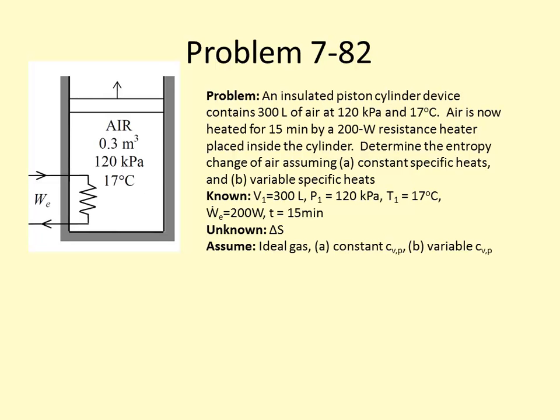So M is equal to P1 V1 over R T1. So it's 120 kilopascals times 0.3 meters cubed. I've already converted liters to meters cubed. R is 0.2870 kilopascals times meters cubed per kilogram Kelvin. And then our T1 is 17 Celsius, but we need to convert that to Kelvin. So it's 290 Kelvin. So our mass is 0.4325 kilograms.